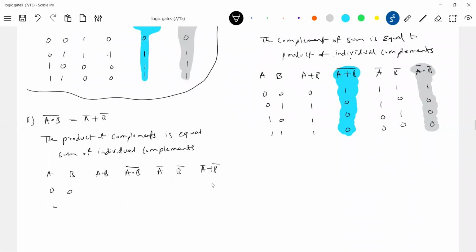Again verify 0, 0, 0, 1, 1, 0, 1, 1. This should be the AND gate 0, 0, 0, 1. Complement of that: 1, 1, 1, 0. A complement should be 1, 1, 0, 0 and B complement 1, 0, 1, 0. Then 1 plus 1 is 1, 1 plus 0 is 1, 0 plus 1 is 1, 0 plus 0 is 0. Again, look at those two columns, they are the same, no?